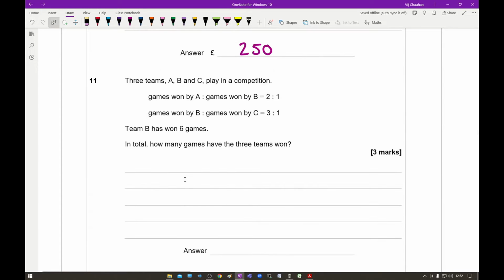Moving on to question 11, it says 3 teams A, B and C play in a competition. The games won by A to the games won by B is in the ratio of 2 to 1, and the games won by B to the games won by C is 3 to 1. Team B has won 6 games. In total, how many games have the 3 teams won? Now for this is about combining ratios together.